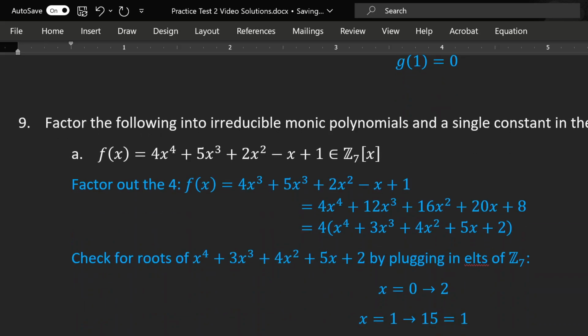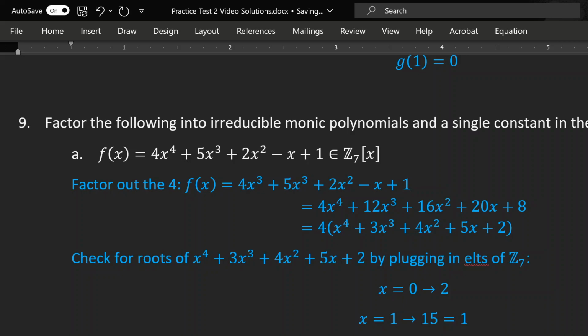All right, so it looks like the only root was at x equals 5. Gosh, I hope this is the same as what I got from the other solution that I did. So the only linear factor is going to be x minus 5, or if you want, since x minus 5 is the same as x plus 2, you could also write it like this. That might actually make it easier to divide out.